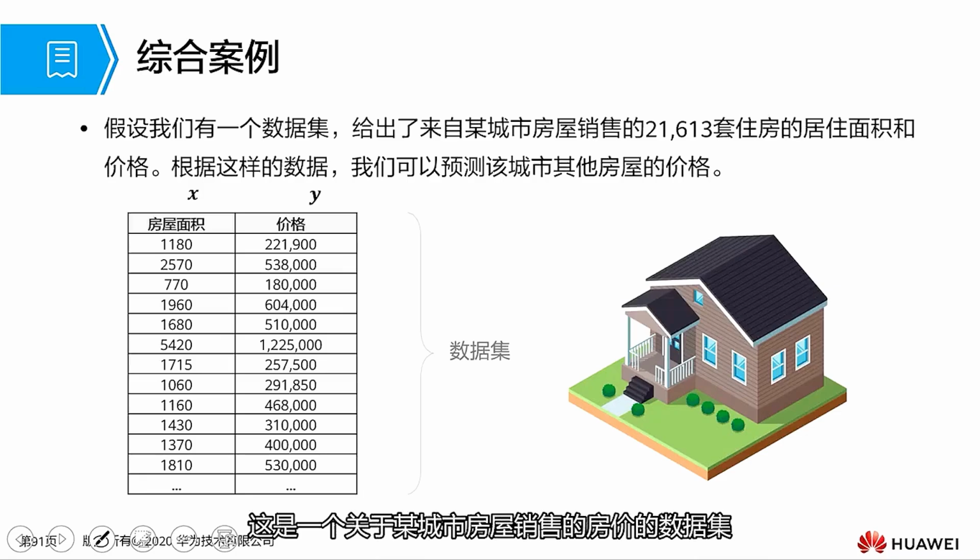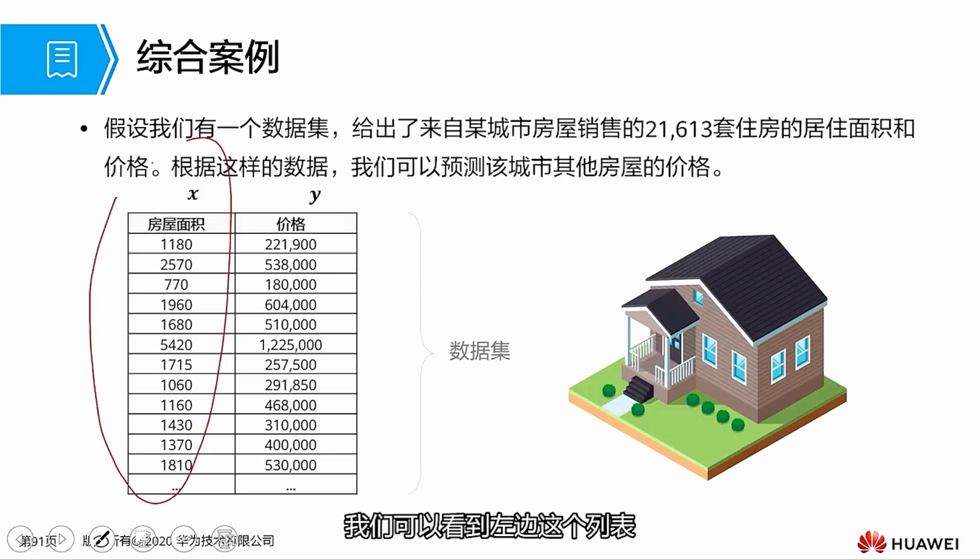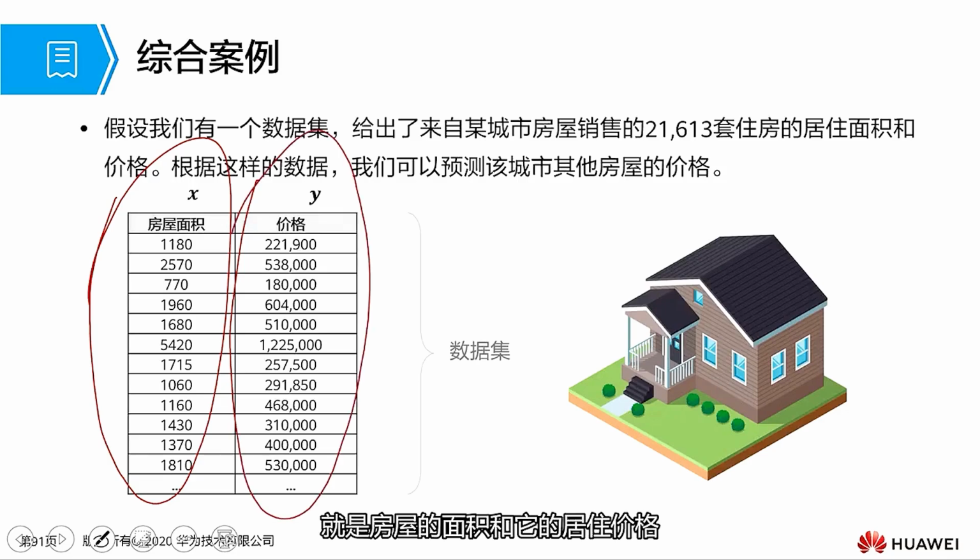This is about the sale of houses in a certain city. Housing price dataset. There are 21,613 sets of housing, with living area and prices here. We can see the list on the left side. It is the area of the house and its residential price.